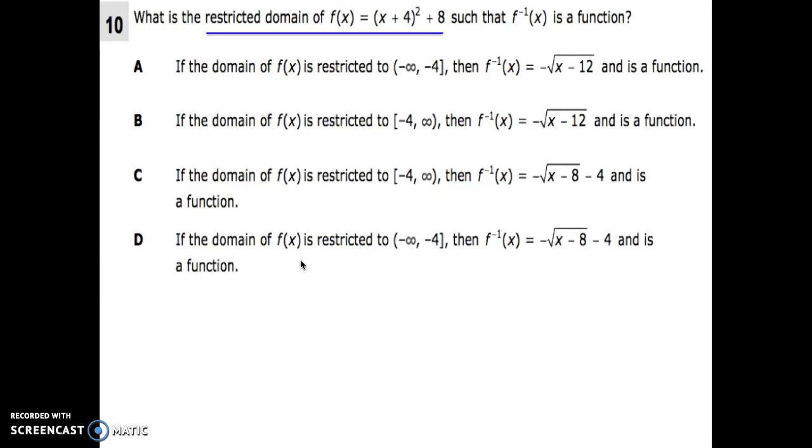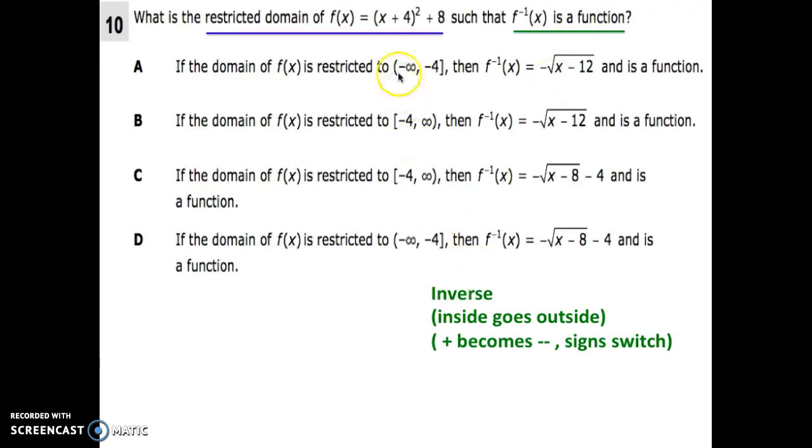Question number 10, we're given a restricted domain of f of x. So we're going to restrict the domain so that the inverse is a function. Okay, don't worry so much about the language here. Let's just focus on what we know about inverses. We know for inverses on equations that the inside numbers are going to go on the outside and the outside goes on the inside, and that positives become negatives, negatives become positive. So all the signs are switching. Everything is switching when we're talking about inverses.